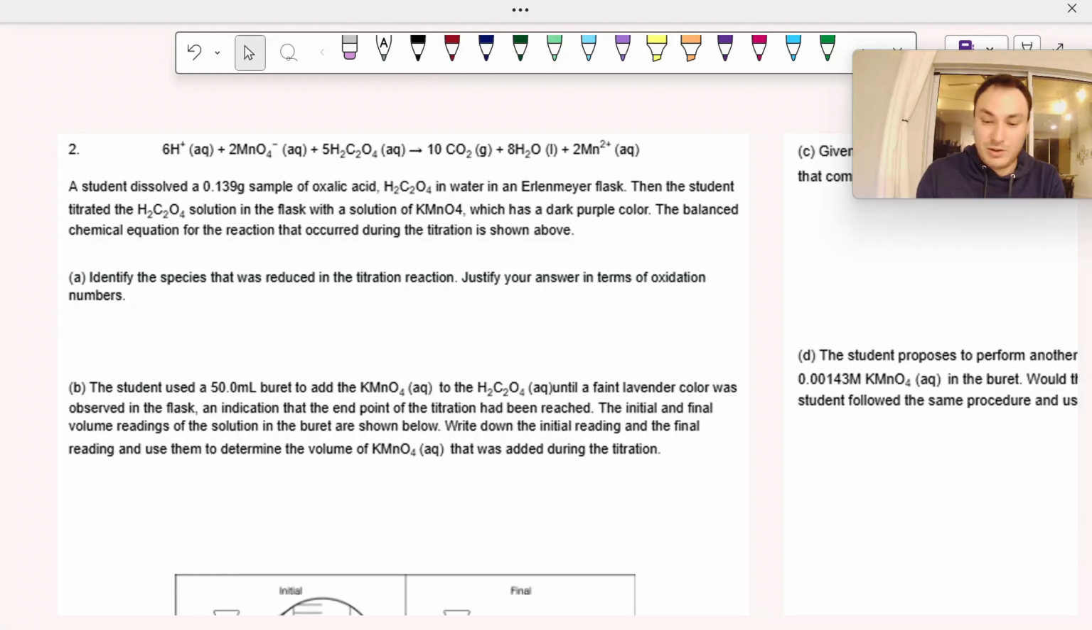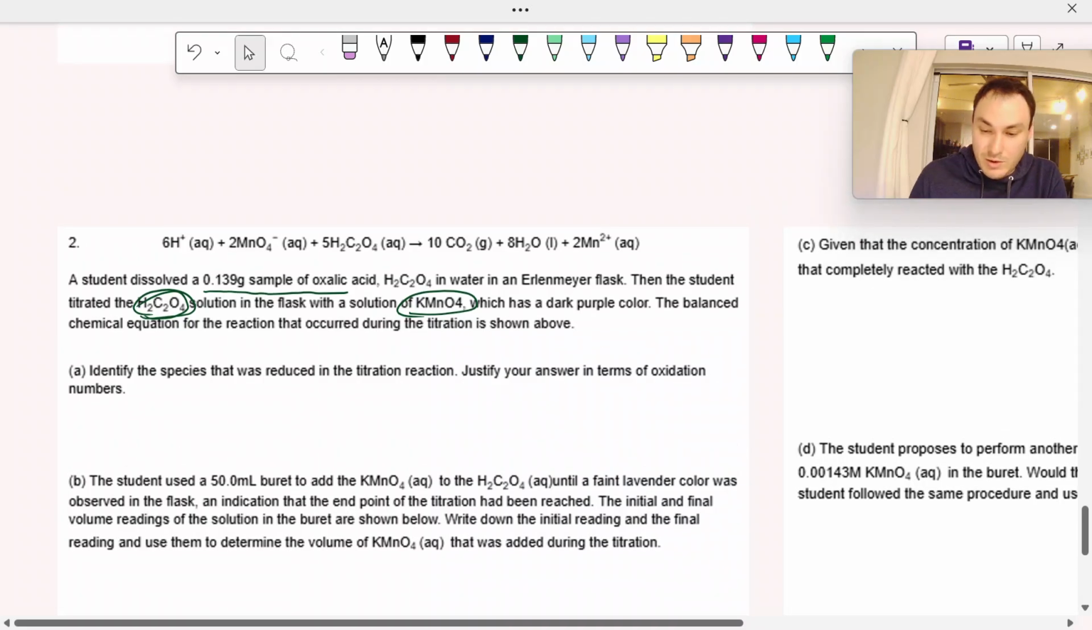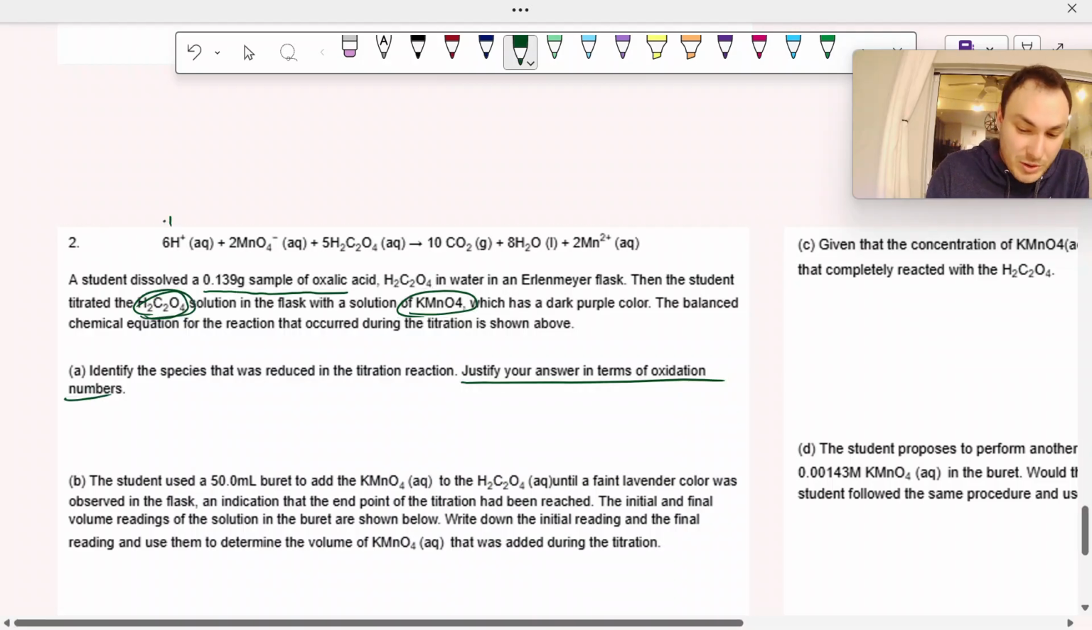All right, so we have this reaction. We start off with a 0.139 sample of oxalic acid, and we're titrating with potassium permanganate, which has a dark purple color. The balanced chemical equation is above. Identify the species that was reduced in the titration reaction. So we need to do oxidation numbers. We have +1 here, -2 on that oxygen, +7 on this manganese.